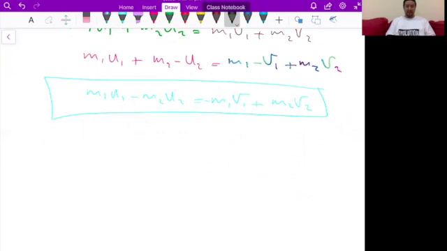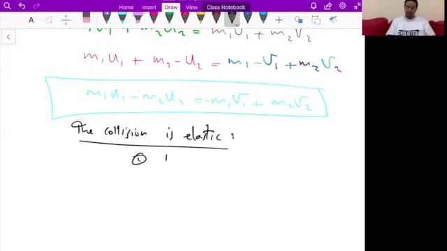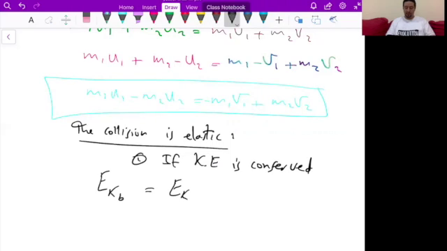We can say that the collision is elastic, number one, if kinetic energy is conserved. Don't say energy is conserved, because energy is conserved all the time. Don't say momentum is conserved, because momentum is conserved all the time, whatever the type of the collision. While in elastic collision, kinetic energy is conserved. It means kinetic energy before is equal to kinetic energy after, and also relative velocity before is equal to relative velocity after.